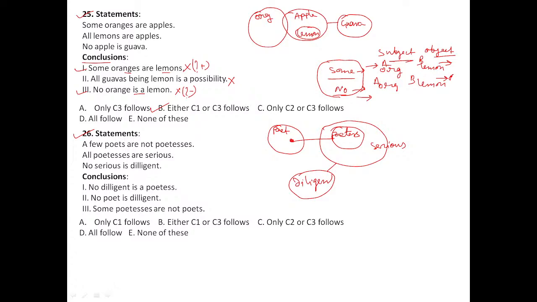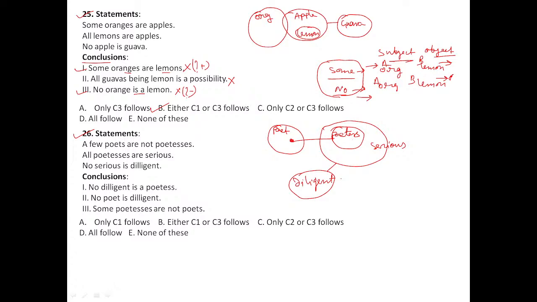Okay. Now see, this kind of stuff we have already done. Some poets are not poetess. This in no way means that some poetess are not poets. You can't confirm it. That does not mean in any way that some poetess are not poets. No, you can't say. Okay.